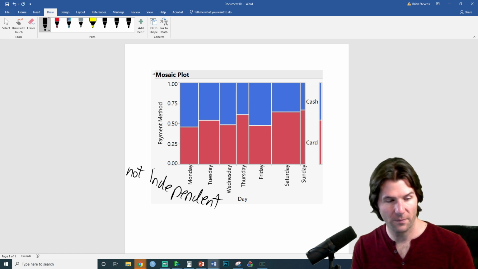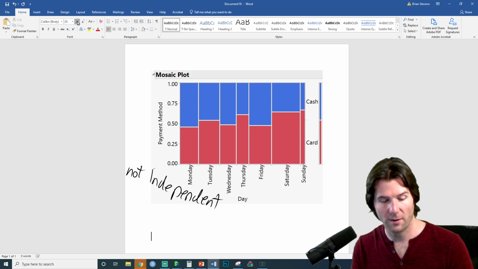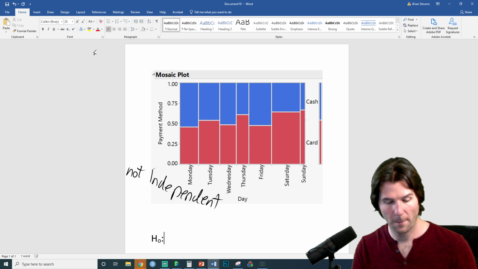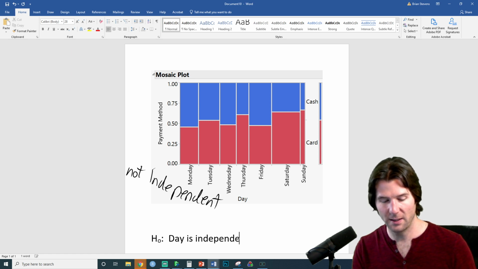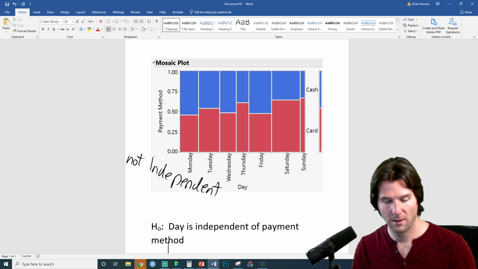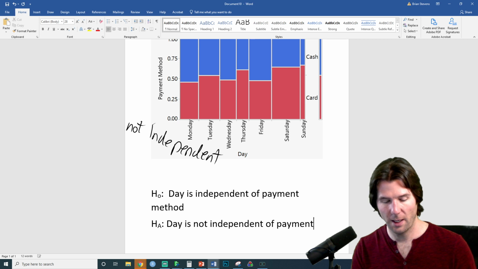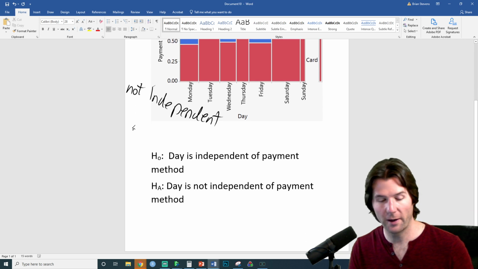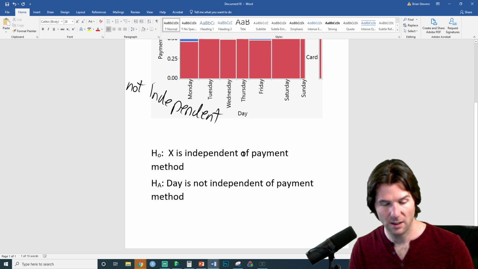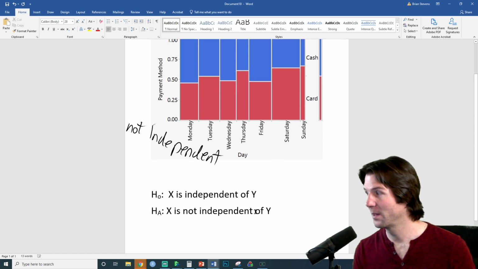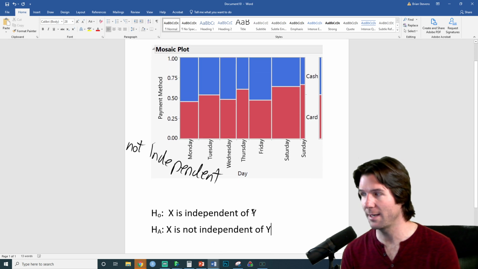So this is all you have to do. If you look right here, let's draw it in here. Let's go H sub O and say day is independent of payment method. That's too long. And then the alternative would be day is not independent of payment method. The structure you're noticing is all we do is say X is independent of Y, X is not independent of Y. That's it. If you see this plot right here, you can just put independent, not independent between them.